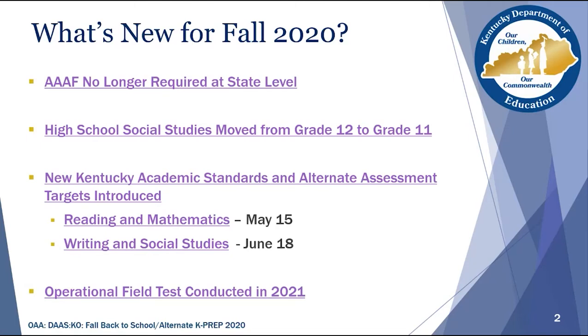To learn more about each of these topics, you can click the information on this slide with the live link, and it will direct you to the presentation where it was shared this summer. The announcement around the standards and targets were released for reading and mathematics in May. All other announcements came in a special alternate assessment email on June the 18th.